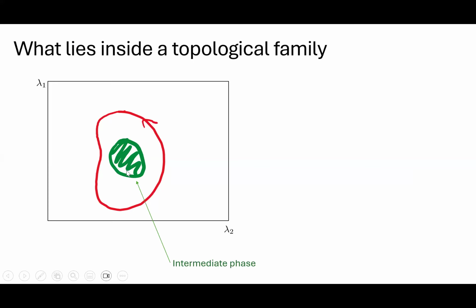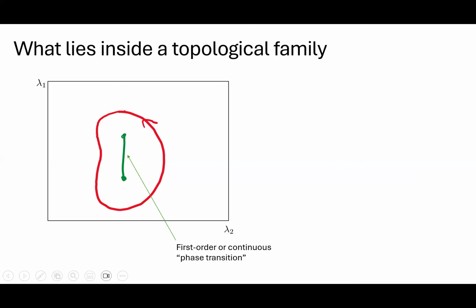So one thing that could happen is just to have some intermediate phase. There's some region here, and you just undergo a phase transition as you go into that region. So then there's no diabolical critical point here. It's just the intermediate phase. And there's also the possibility that you could have a first order or continuous phase transition that sits inside the family.